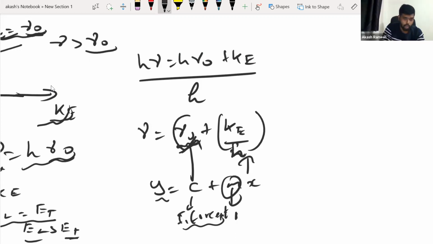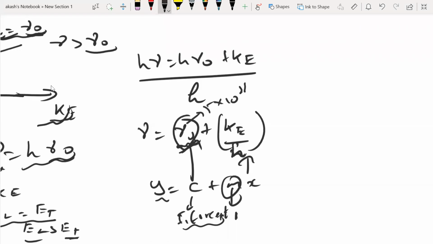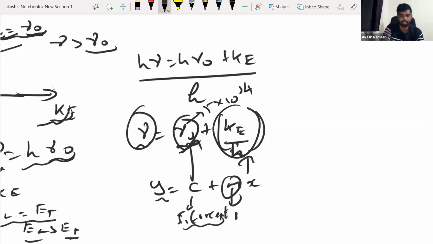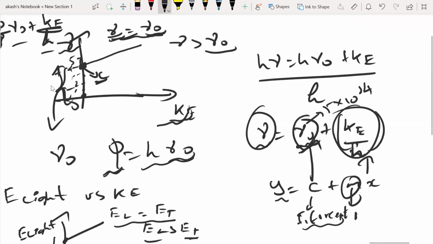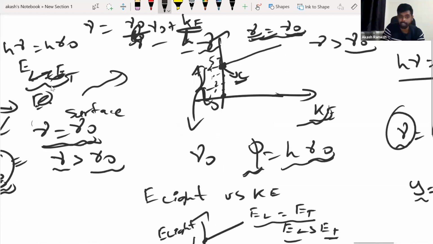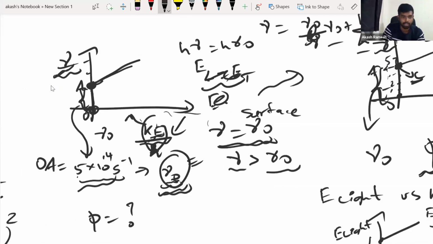No. This nu naught is what is my 5 into 10 to the power 14. Okay. So this nu, we don't know. We actually don't know these values. Like in the graph, have they given you any values here? No, right? Sir, we calculated the nu value now, sir. We didn't calculate. We just said that this is nu naught. OA is nothing but nu naught. And we calculated threshold frequency as H nu naught. That's all we did.